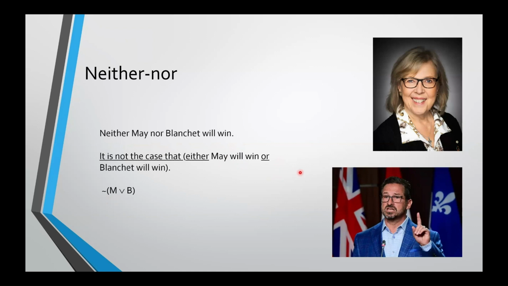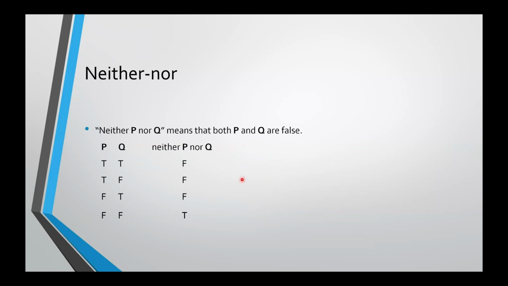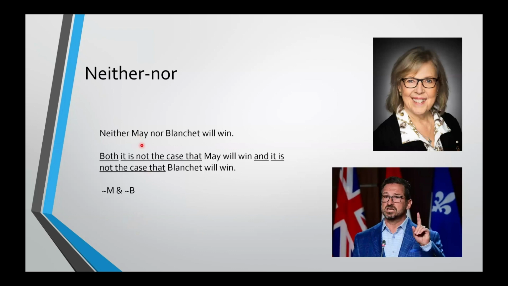The second way of doing it is this. You look at this and notice that this is true only when both of these are false. So the other thing that you can do is write a sentence that says P is false and Q is false. For neither May nor Blanchet will win, you just have not M, May won't win, and not B, Blanchet won't win. And that's equivalent to the first symbolization that we have, and they're both equally good ways of symbolizing neither.